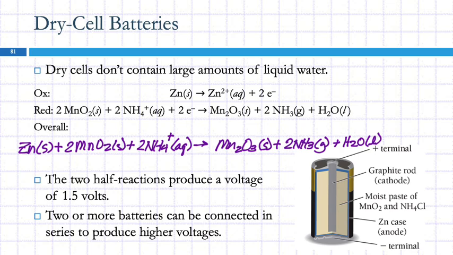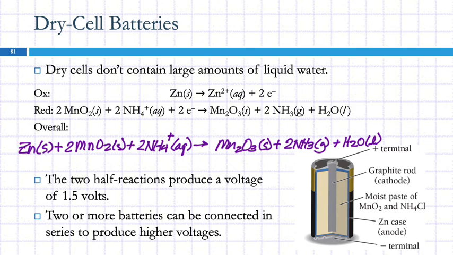So the reactions chosen here are ones that you can put into a cell, right? You wouldn't be able to do this necessarily with copper ions. But these 2 half reactions together give a voltage of about 1.5 volts. And so you can put the batteries together in series to get higher voltages. Any questions?